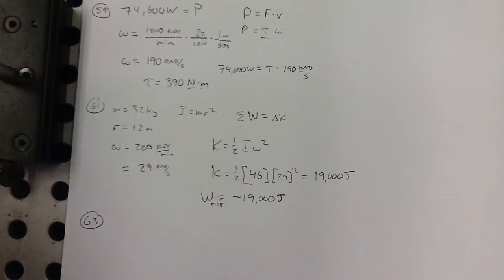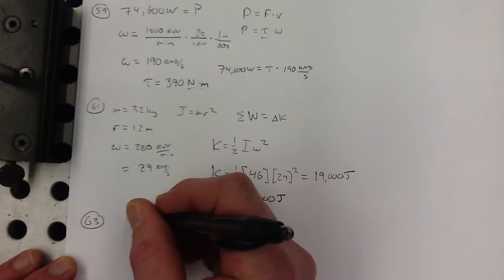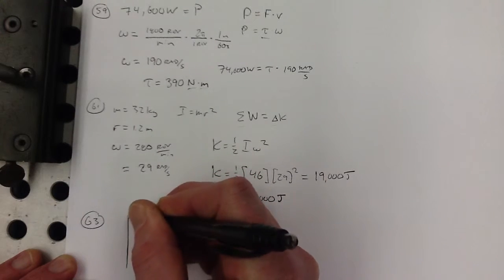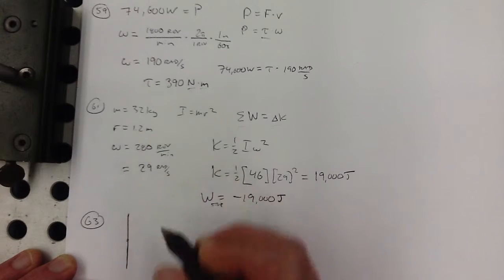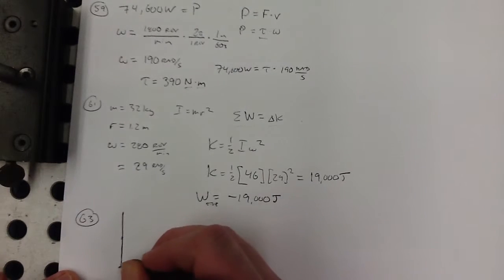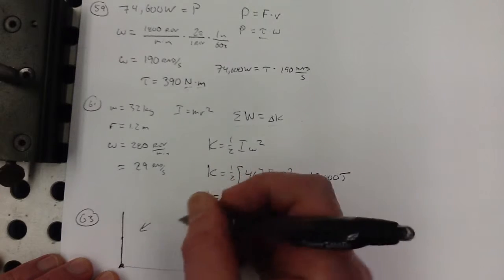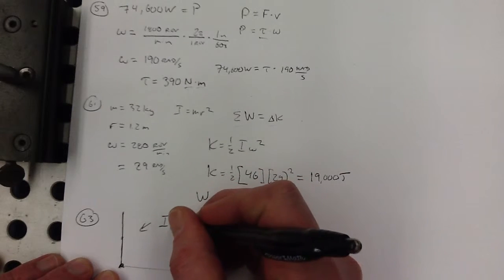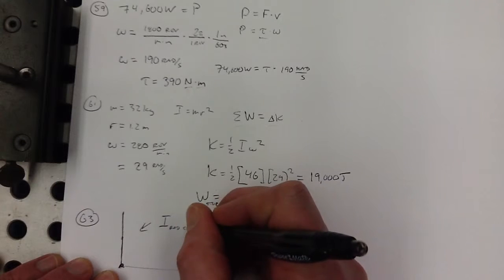Number 63. This is similar to a problem that we did in class. I think the first example that we did of energy type considerations. So we've got a meter stick held vertically like this, and we want to know the speed of the other end just before it hits the floor, assuming that the end on the floor does not slip. So we'll consider this to be a thin rod rotating about its end, and we've done that calculation before. A rod about its end.